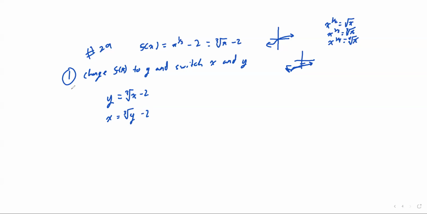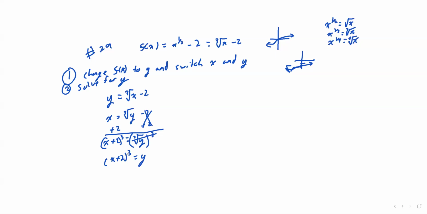All right. After that, step 2 is to solve for y. So to do that, I'm going to add 2. That gives me x plus 2 equals the cube root of y. And then the inverse of cube rooting is cubing. So now I'm going to cube x plus 2, giving x plus 2 cubed. And then you can keep it like that. You don't actually have to FOIL that out.